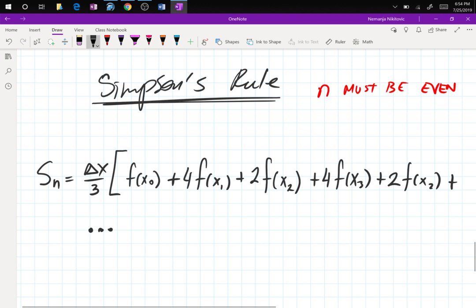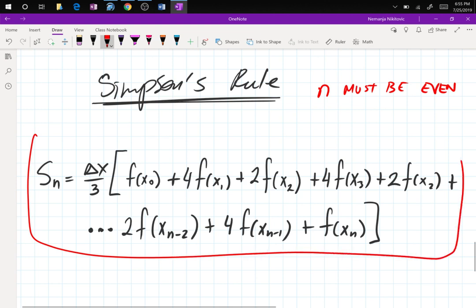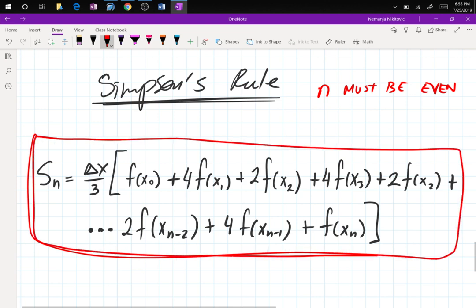So trapezoid rule 1 2 2 2 2 2 2 2 2, right? And Simpson 1 4 2 4 2 4 2 4 2 all the way. Now it has to end with 2 4 1. So we have 2 f of xn minus 2 plus 4 f of xn minus 1 plus single xn is the last. So I know this formula is convoluted, but now we're going to do our problem with this.